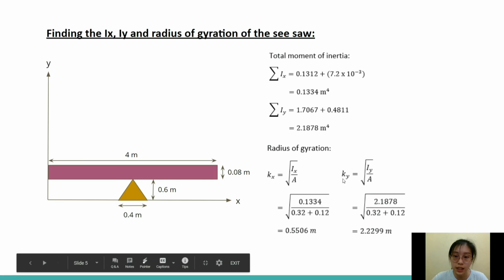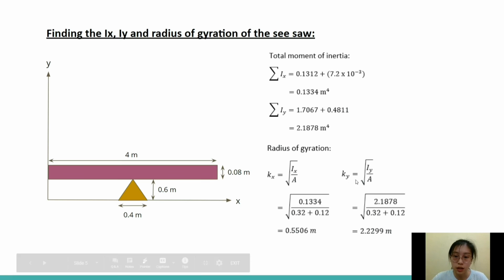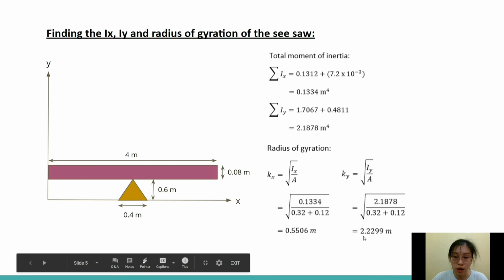Next, we are calculating the radius of gyration with respect to the y-axis using this formula, which is the square root of moment of inertia with respect to the y-axis divided by area. Area over here is the total area of the seesaw, which includes the rectangular part and the triangular part. So we can get the answer of 2.2299 meters for the radius of gyration.